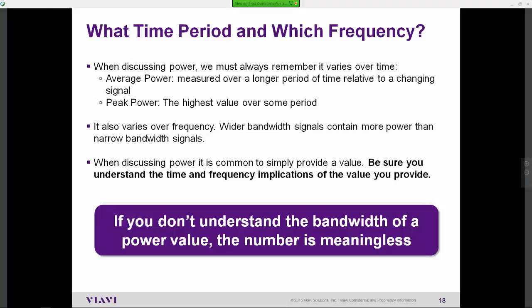So things can vary with wider bandwidth, but the bottom line is, be sure, in bold, you understand the time and frequency implications of the value you provide. If you don't understand the bandwidth of the power value, the dBm value, that number is meaningless. So you really need to be able to communicate well when you're talking about a power level, what is the bandwidth in which you're talking about it.